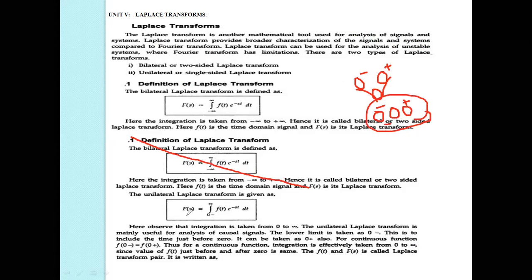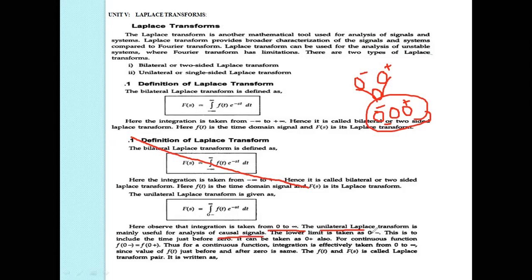F of s is equal to the one-sided integral from 0 minus to infinite of f of t e power minus st dt. Here observe that the integration is taken from 0 to infinite. The unilateral Laplace transform is mainly used for analysis of causal signals.